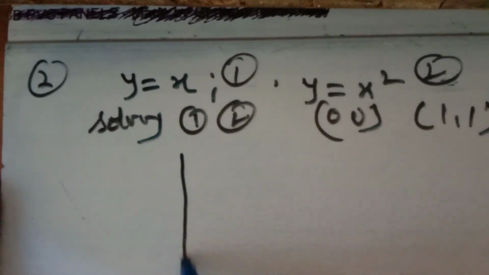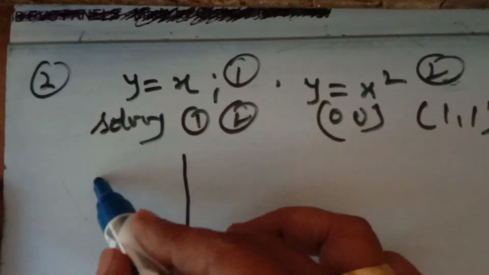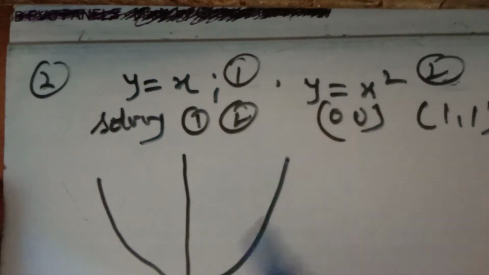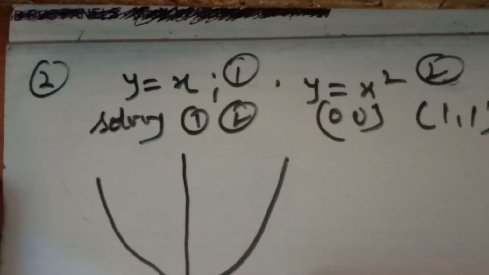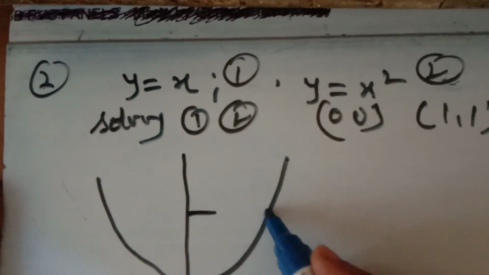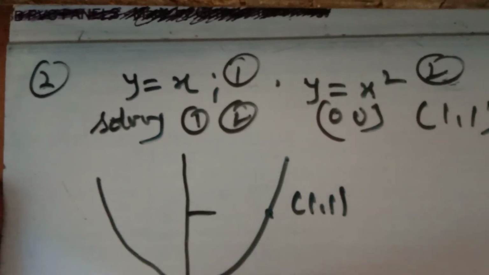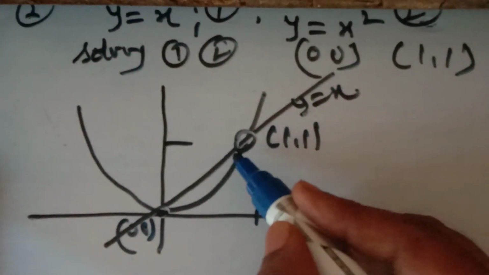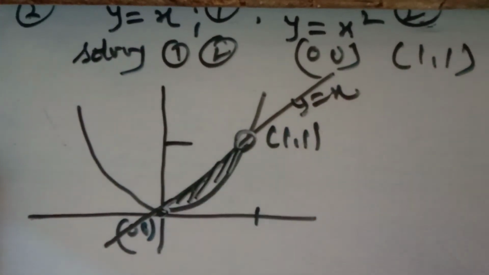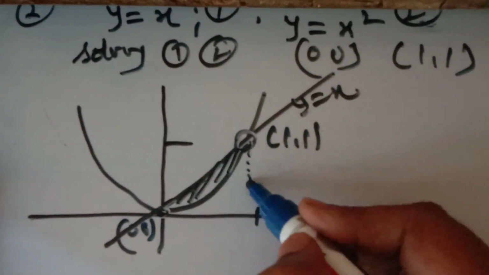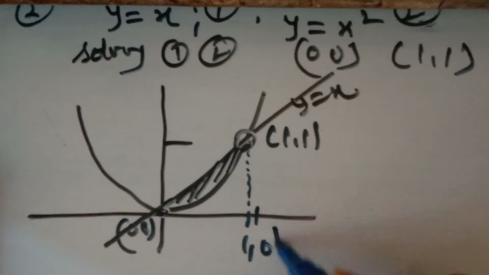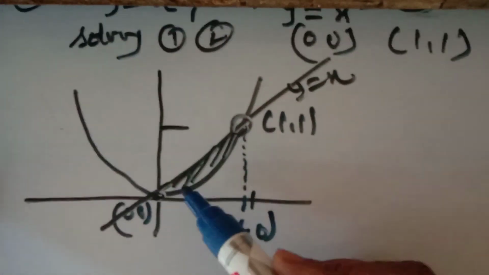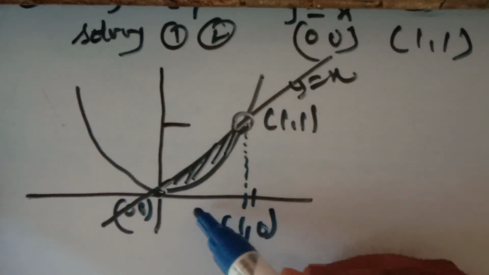Now sketch it. This parabola is symmetrical to the y-axis. Points of intersection are 0, 0 and 1, 1. Let us call this point 1, 1. And this line is passing through these two points. The line y is equal to x, and you have to find this area. So as usual, you draw a perpendicular from the point of intersection, which will be 1, 0. This type of question you have already done in the last exercise, where we have this same area on the left hand side also.